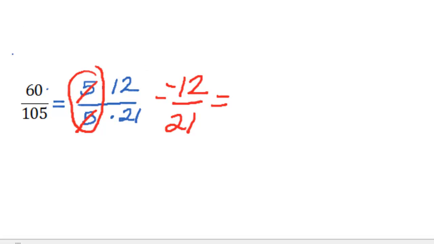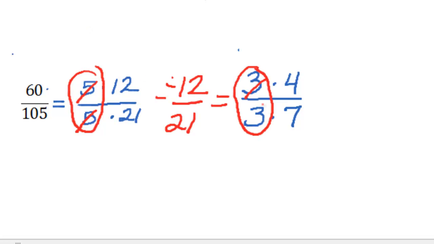And those can be reduced further because they both are in the 3's table. So let's take out a 3. So 12 is 3 times 4. And 21 is 3 times 7. And we're going to reduce those 3's. Those reduce, and we're left with 4/7. 7 is prime and can only be written as 1 times 7, and 7 doesn't go into 4, so we are done.